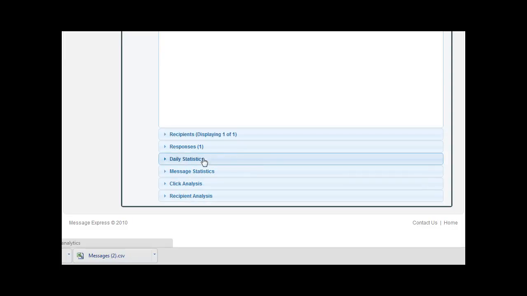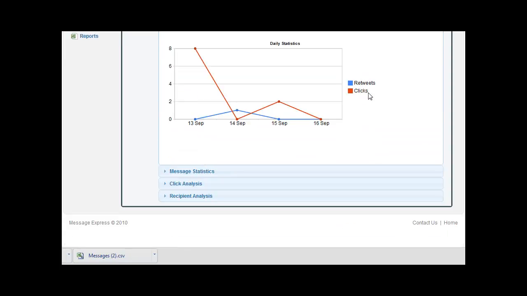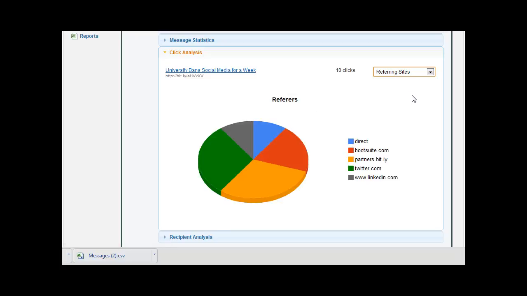So I can see the daily statistics, the number of retweets and clicks. So I can start to measure the engagement, whether people are engaging with me, which would be clicks, or whether people are retweeting and passing on information, which would be an interaction. I can look at then the various places that I have been interacted with, look at the referring sites for any links that I've put out onto the internet, so I can see where people are interacting with me.